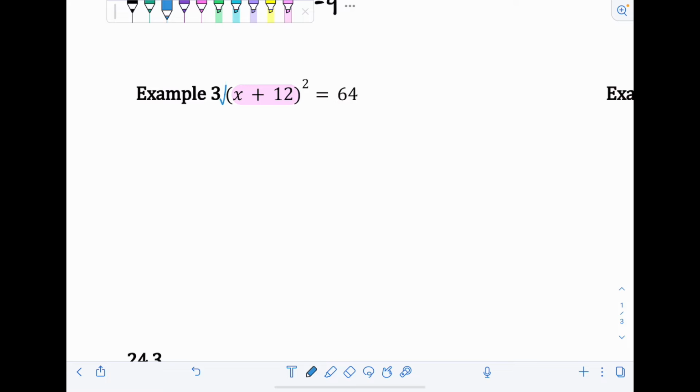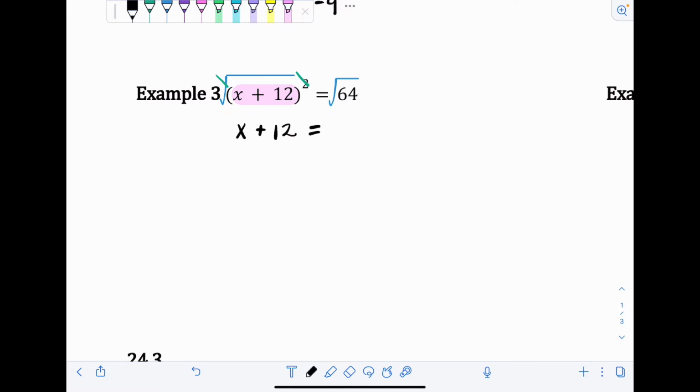Since it's already isolated, we're ready to square root so that we can cancel out that power. So (x + 12)² is equal to 64. I'm ready to square root both sides, and that will cancel out the exponent. I'm able to do that because there's nothing outside of the parentheses that I need to cancel out first. When I square root it, it cancels out the 2 and frees up the x + 12. Since the x + 12 is not being squared anymore, I can take off the parentheses.